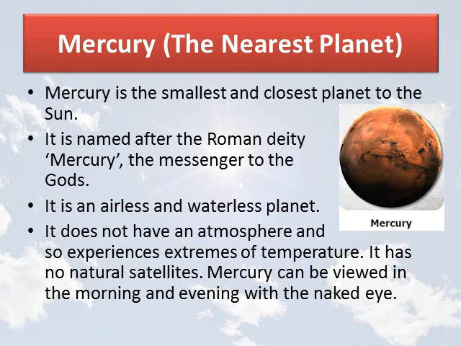And it has no natural satellites. Mercury can be viewed in the morning and the evening with your naked eye. So you can watch Mercury with your eyes in the mornings and evenings. Which is the closest and the smallest planet?